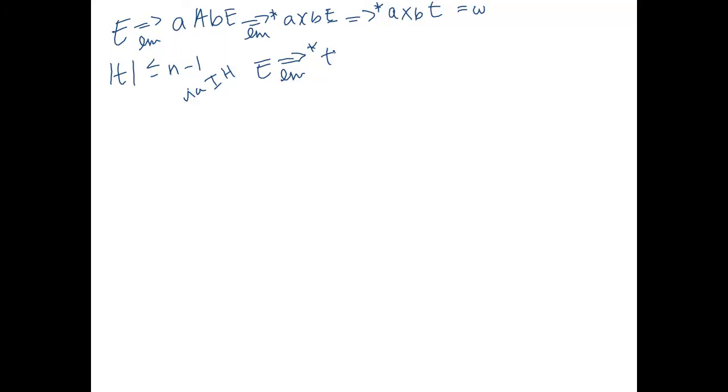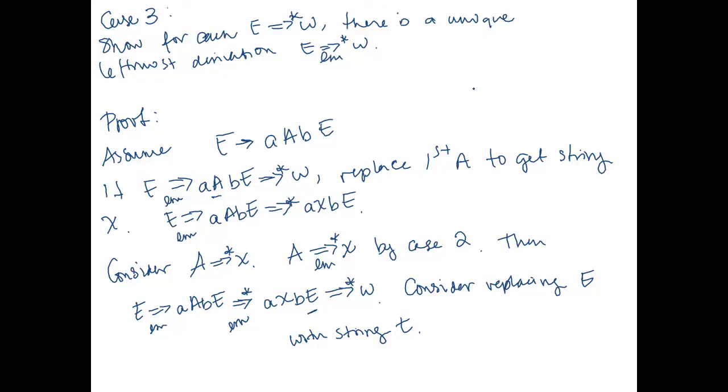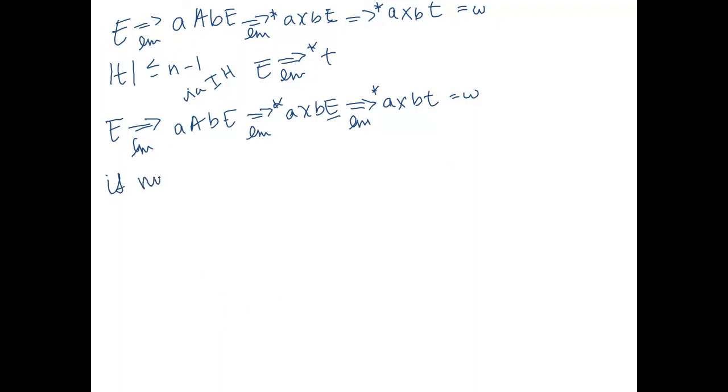Okay, so let's plug this back into our running derivation to see what we have. And we knew that this was a unique leftmost derivation to replace E with T. So what did we just show? We showed that if E gets replaced by the rule, big A, B, E, we have a unique leftmost derivation for E yields W. Okay? So if rule E goes to A is used, then E has a unique leftmost derivation to W. Okay, so that's one of the cases.